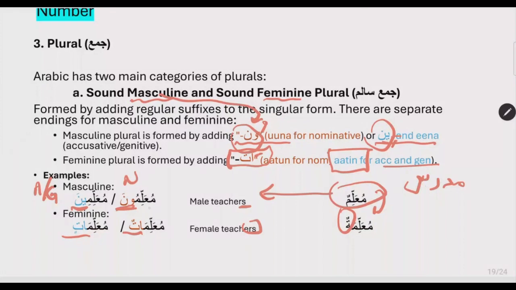So mudarris will become mudarrisuna, mudarrisina. Mudarrisatun will become mudarrisatun, mudarrisatin. So this is an example of a sound plural because the pattern of una, ina, and atun, atin follows in all these words related to male human beings and female human beings in general.